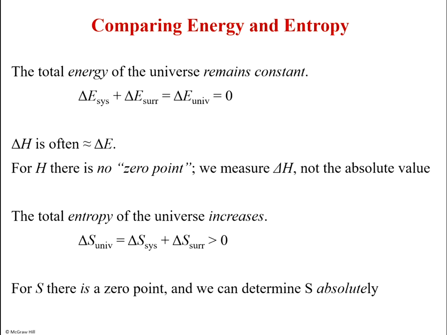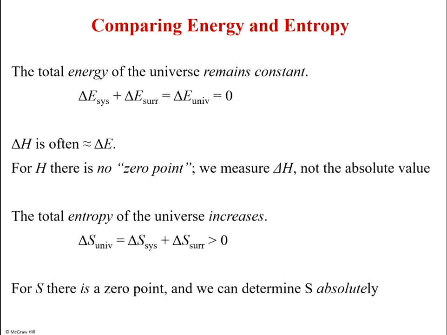The total energy of the universe remains constant, which we discussed earlier, and oftentimes we'll write the enthalpy down as approximating the internal energy. We find that for enthalpy, there is no zero point. We discussed this back in chapter 6. Whenever we measure enthalpies, we always measure enthalpy changes, the delta H values, not the absolute values. This is where we came up with the standard that the enthalpy for an element in its standard state is set to be 0. So we set that as our starting point, and then we make measurements compared to that.